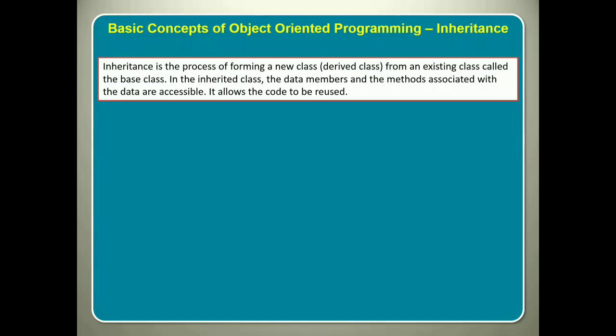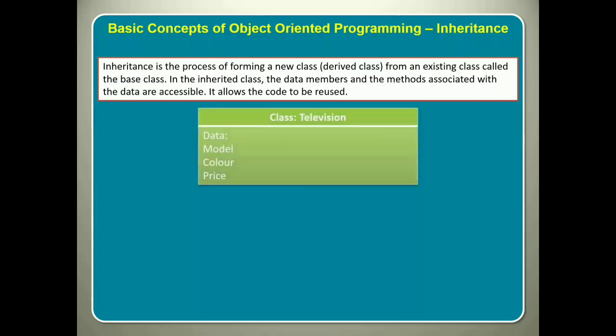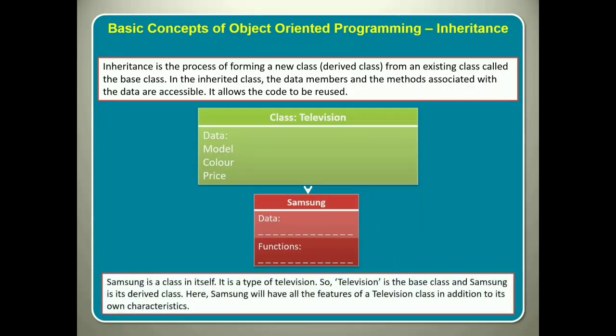Let us understand this concept with the help of an example of class television. Samsung is a class in itself. It is a type of television. So you have television as the base class and Samsung as its derived class. Here, Samsung will have all the features of a television class in addition to its own characteristics.